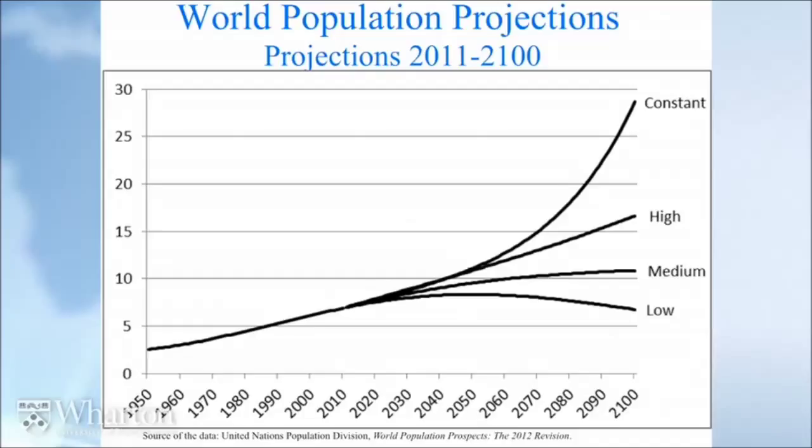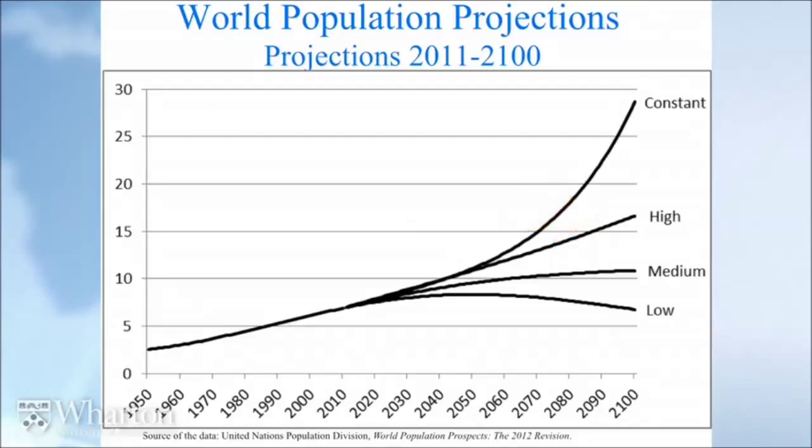Well, let's go to the next assumption. The next assumption is the high assumption. Let's assume that although women are going to have fewer children over the next few decades, they're still going to have quite a few. And so under that assumption, we would end up with a global population of about 16 billion people by the end of the 21st century.